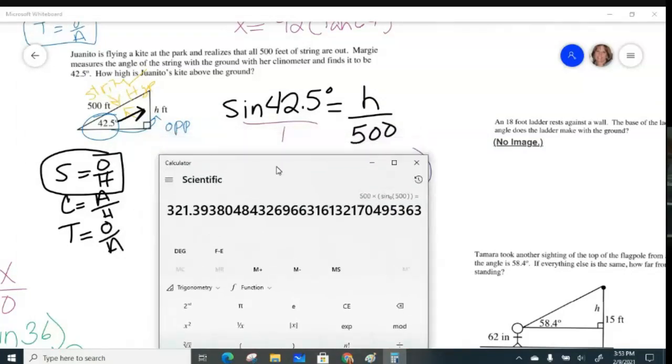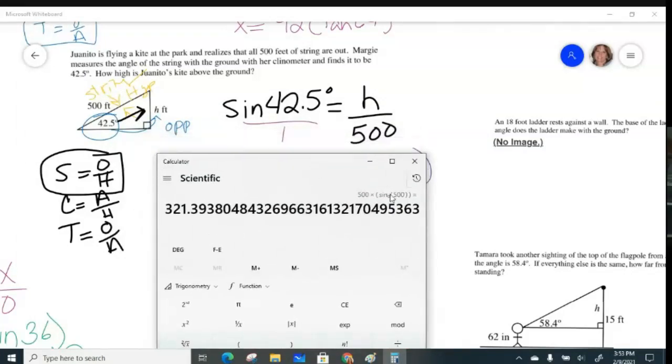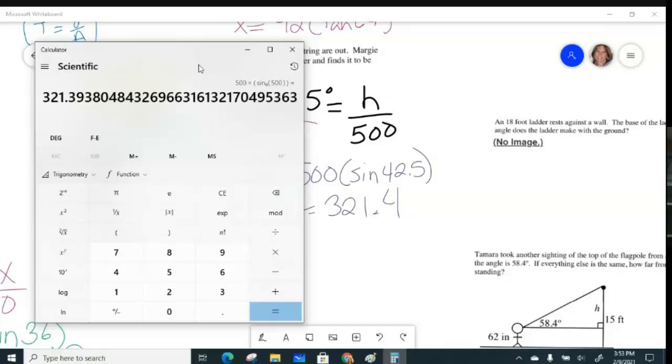Oh, I see what I did. I put the angle measure as 500. Let's redo that one. All right, so not the sine of 500. Okay, let me clear that. Thank you for catching that.